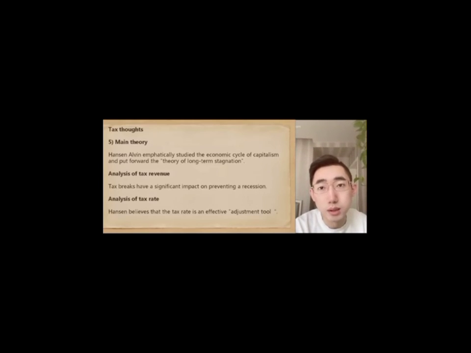The fifth reason: his theory. Hansen emphatically studied the economic cycle of capitalism and put forward the theory of long-term stagnation. And about his analysis of tax revenue, tax breaks have a significant impact on preventing recession.